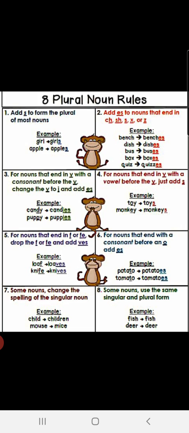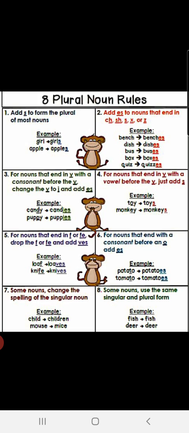Alright, toys, monkeys. For nouns that end in f or fe, you have to drop or remove f or fe and add ves, like loaf, knife. So loaf is a singular noun, but loaves makes it plural. Similarly, knife is singular, knives is plural, you have removed fe.